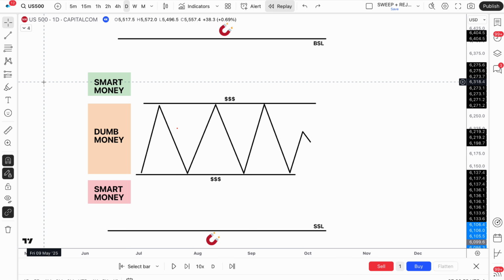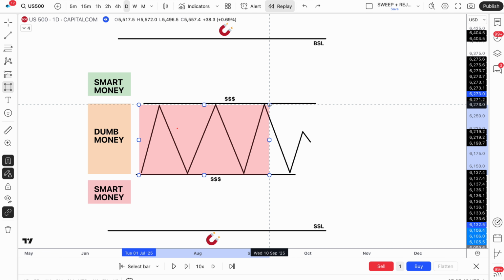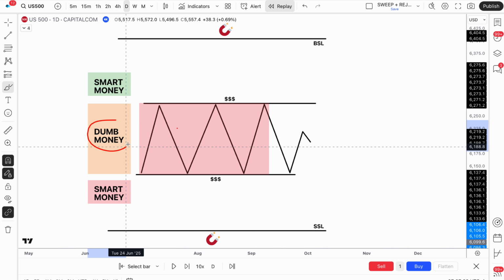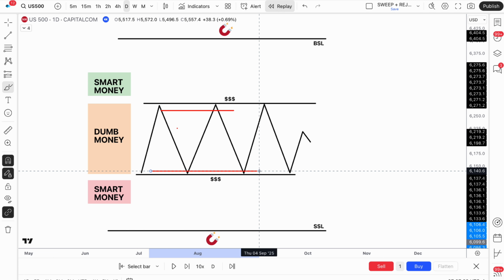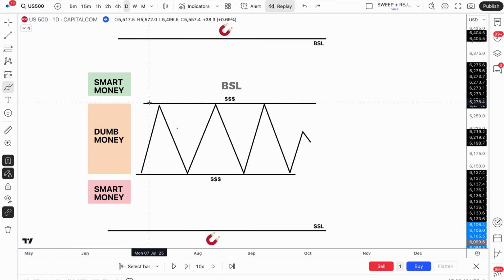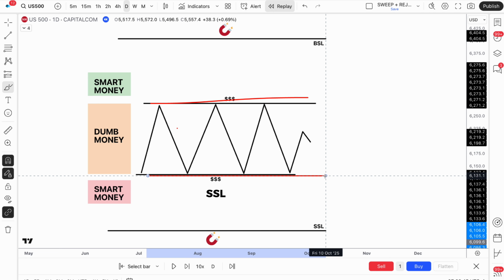So price is always looking at moving from internal range liquidity to external range liquidity. What you're going to find is you have a range within the market. This is what we call dumb money. So they're looking at taking their positions during this ranging market, and these are new traders or uninformed traders. We have buy-side liquidity resting above these highs right here, and we have sell-side liquidity resting below these lows right here.